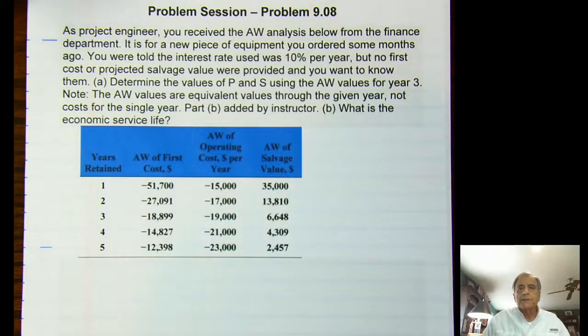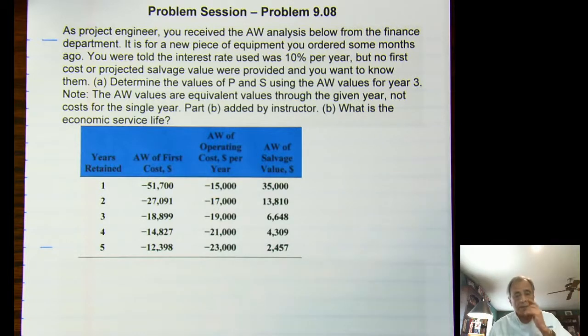Hello, in this session I'm going to work problem 9.08 in the chapter on replacement analysis and economic service life. This particular problem deals mostly with economic service life. The problem itself, as it was in the textbook, only had part A to it.